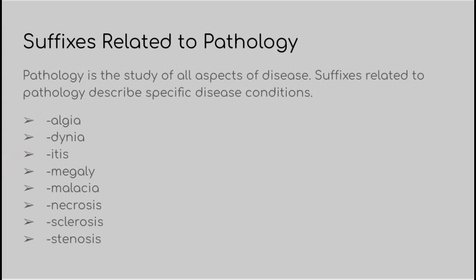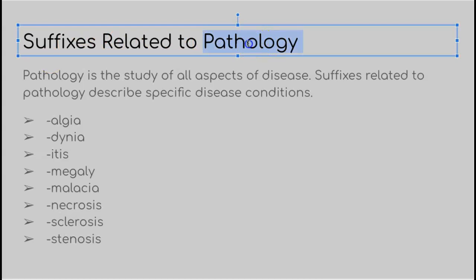Now let's talk about suffixes that are related to pathology. First, we need to know what pathology is. Let's break the word apart. So, pathology. Path means disease, and ology means the study of. So we're talking about the study of diseases, and it's technically defined as the study of all aspects of disease. Suffixes related to pathology describe specific disease conditions: algia, dynia, itis, megaly, malacia, necrosis, sclerosis, and stenosis.